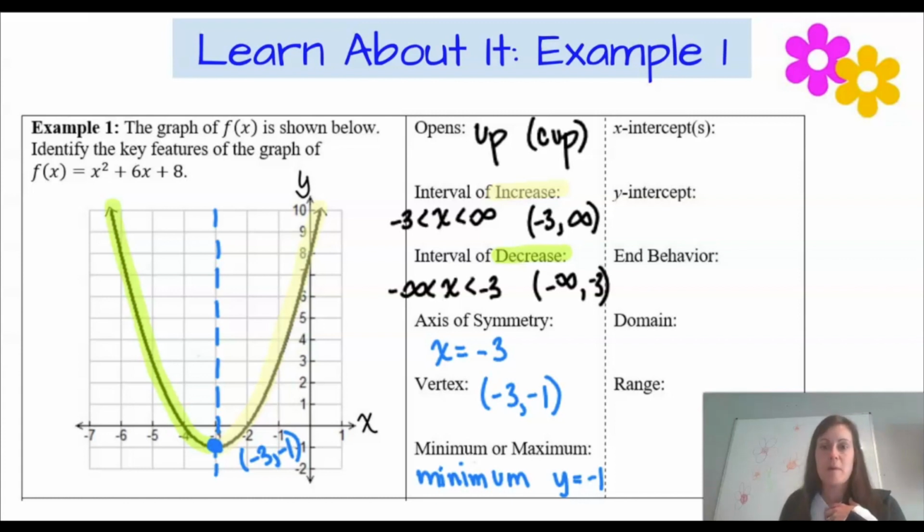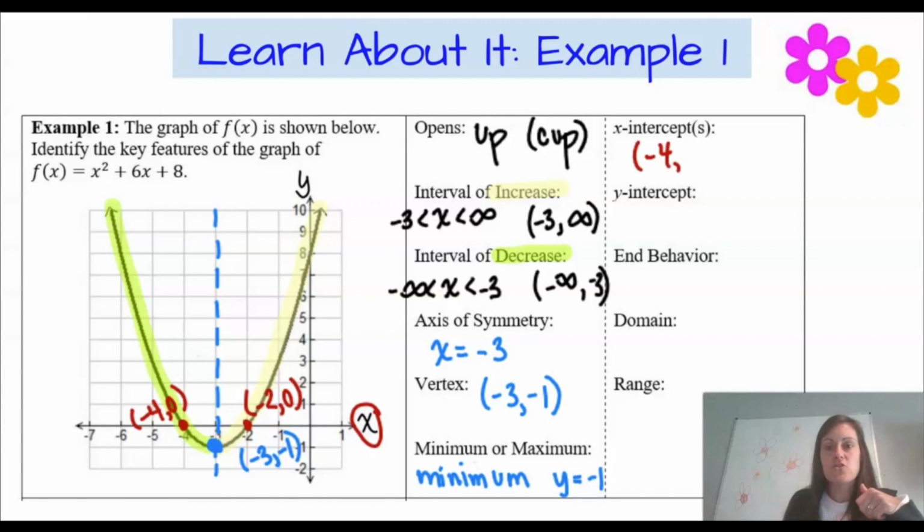The next piece of information that I'm asked to identify are the x-intercepts. Here is the x-axis. And an x-intercept is the place or the location where the graph of a function crosses or touches the x-axis. So I have two places where that happens. That happens at (-4, 0) and (-2, 0). So I'll label that on my graph, but I'll also label it in my key feature list.